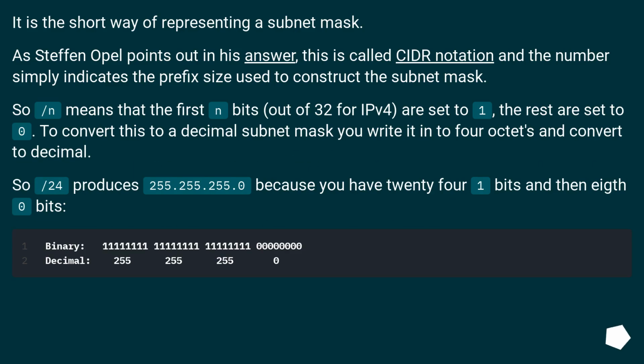It is the short way of representing a subnet mask. As Stephanopoulos points out in his answer, this is called CIDR notation, and the number simply indicates the prefix size used to construct the subnet mask. So /n means that the first n bits, out of 32 for IPv4, are set to 1, the rest are set to 0. To convert this to a decimal subnet mask, you write it into 4 octets and convert to decimal. So /24 produces 255.255.255.0, because you have 24 1 bits and then 8 0 bits.